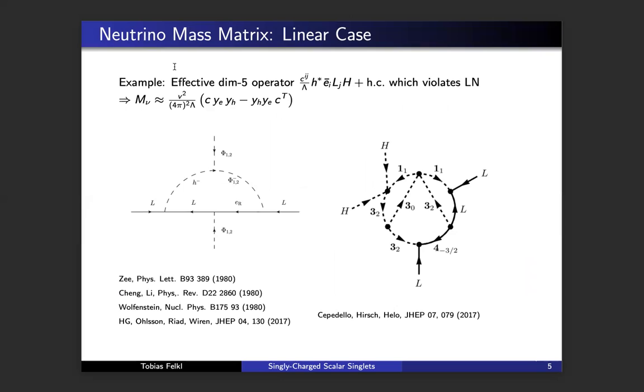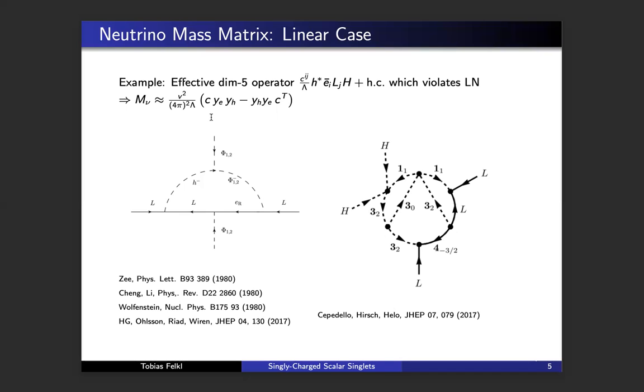One can realize the gray blob in a model-independent way via an effective operator at dimension 5, which violates lepton number by 2 units and which is suppressed by a large scale lambda. And then the neutrino mass matrix will be approximately given, as can be seen here. Since neutrino masses will be generated at 1 loop level, one has this factor 4 pi squared in the denominator.